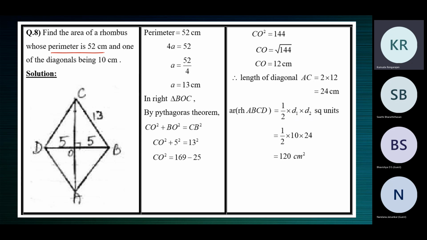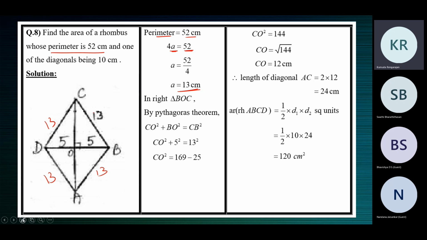Now perimeter is given to be 52. In a rhombus, all sides are equal. So if perimeter is 52, that means 4a is equal to 52. Perimeter is 4a. So from this, you get a is equal to 13 centimeters. So you can see here, a is 13. I just marked one side, every side is 13. I've just marked here alone.